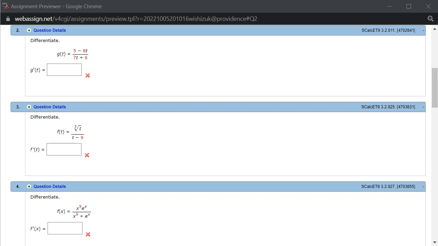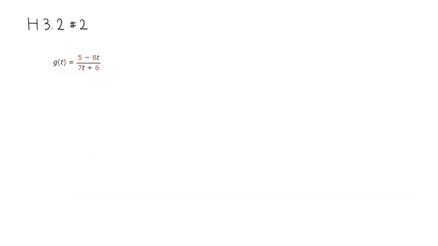All right, let's look at homework 3.2, problem number 2. We have a quotient here, so we're going to use the quotient rule. All right, let's do that.